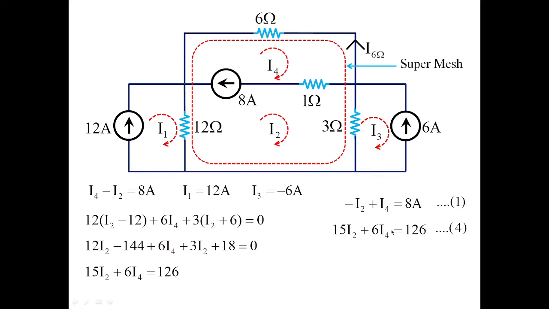Now with these two unknowns, that is I2 and I4, we have to take the help of the calculator to calculate the values of I2, which is 3.71 amperes, and I4, which is 11.71 amperes. Now you see the direction of the I4. I4 direction is acting quite opposite to I6 ohms direction. So the value of I6 ohms is equal to minus 11.71 amperes. Now this is how we solve these kind of problems using super mesh analysis.